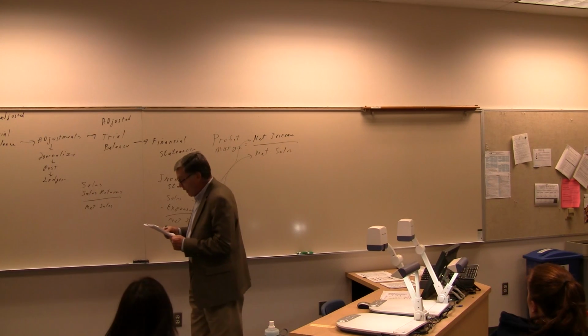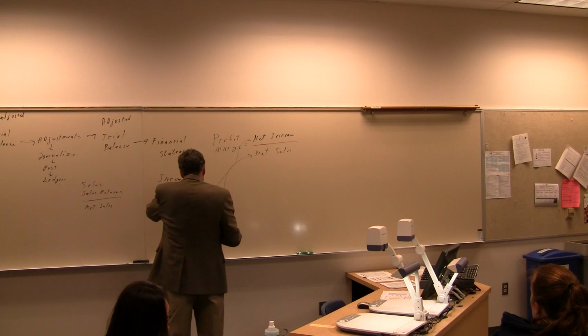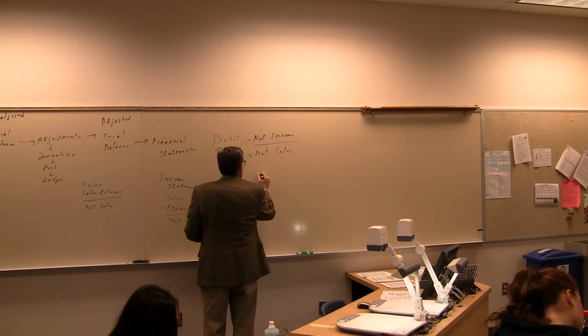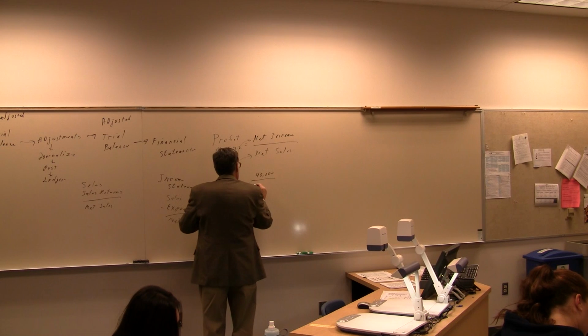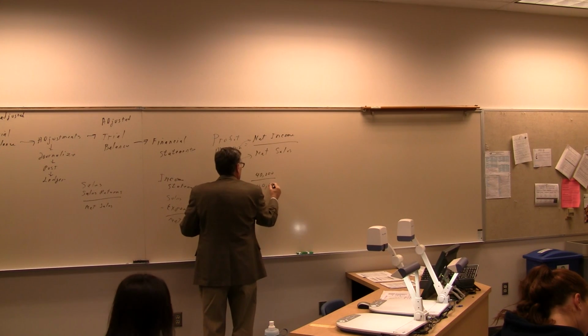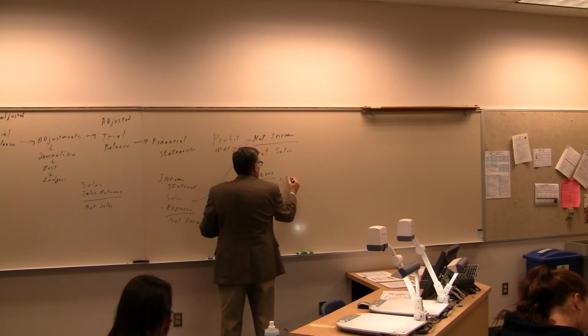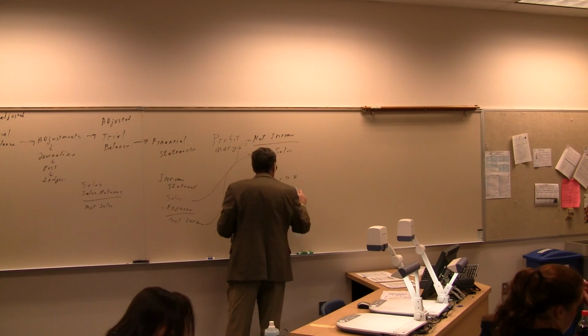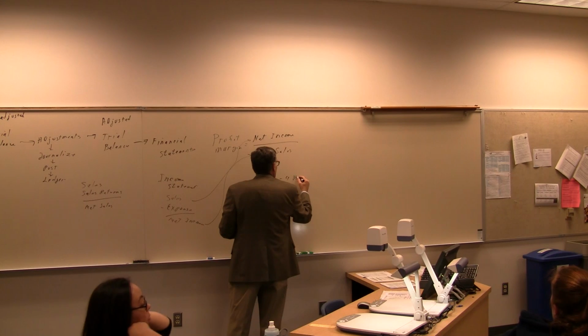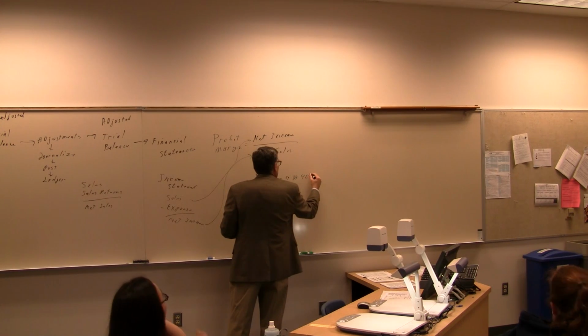Okay? So in this case, you went to the income statement, and you found that the net income was $40,000, and that the net sales were $100,000. This came out to be 0.4 or 40%.